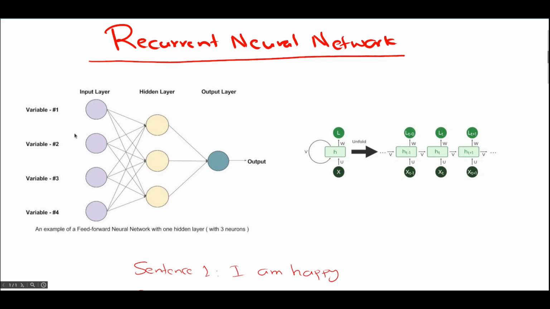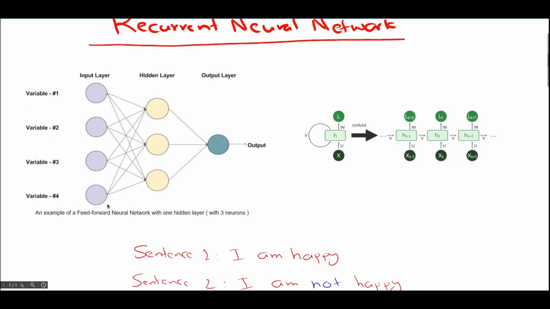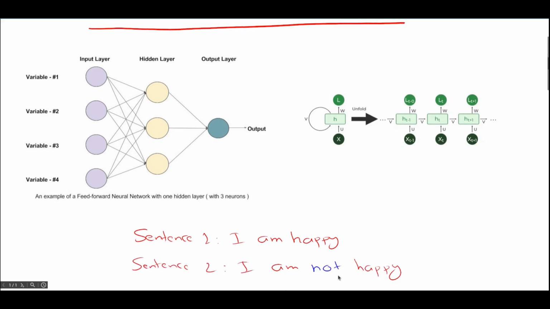Think of a regular feed-forward neural network like a one-way street. Information flows in one direction, input to output. That's great for many tasks, but what if the order of the information matters? Like, in a sentence, the word "not" completely changes the sentiment, right?